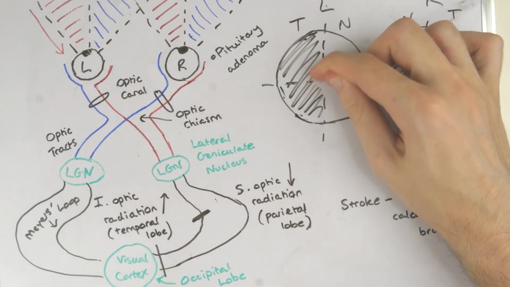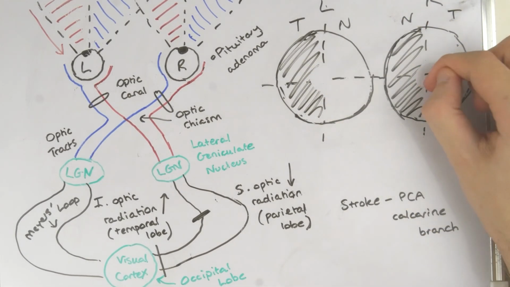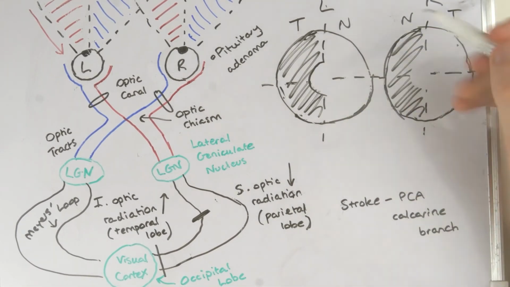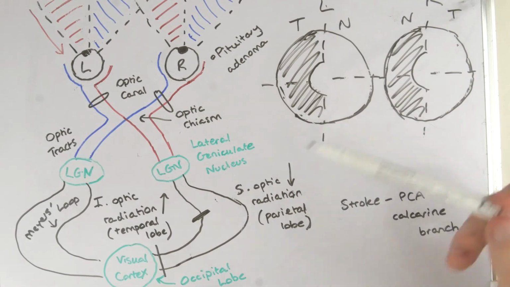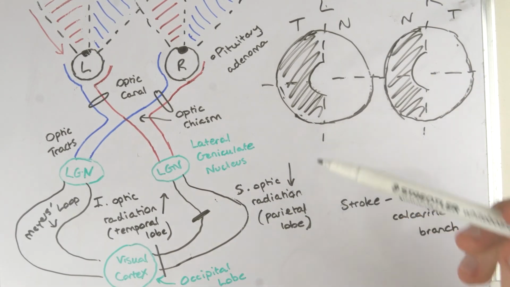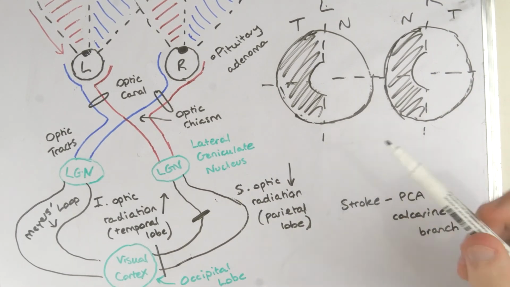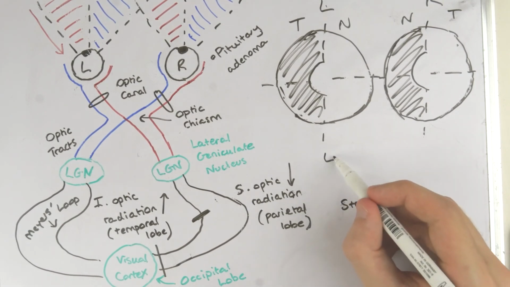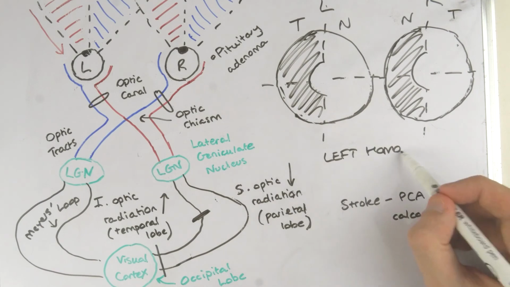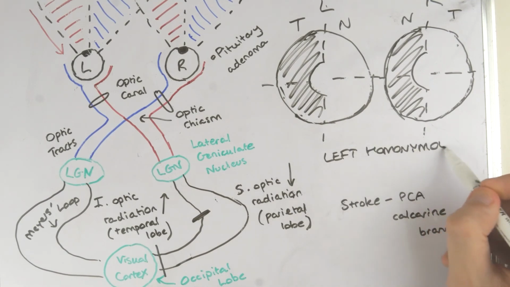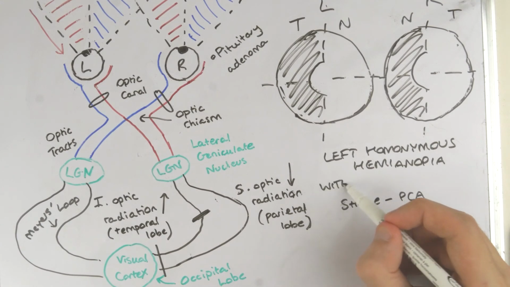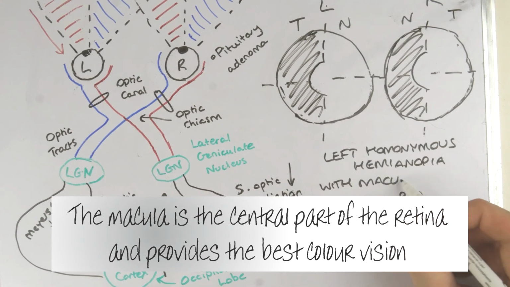However, with a slight difference, what you get is this effect, which is what's called macular sparing. This is because this part of the brain actually has a double vascular supply from the middle cerebral artery and the posterior cerebral artery. So what we have, if we try and name this, again is a left homonymous hemianopia with macular sparing.